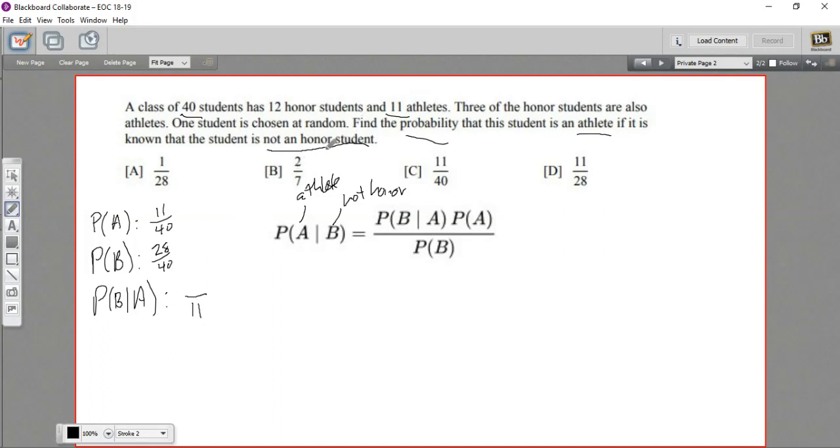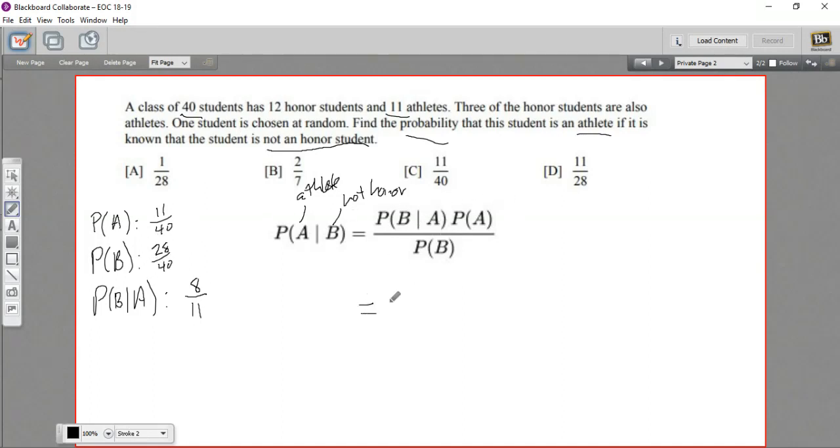And we just need to figure out how many of those are not honor students in the athlete group. We're told here that 3 of the honor students are also athletes, so that means 3 of the athletes are also honor students. Those who are not honor students would be those that are left, so we subtract again from 11, we get 8. Okay, so we've got all the probabilities we need, we just need to plug them into this formula.